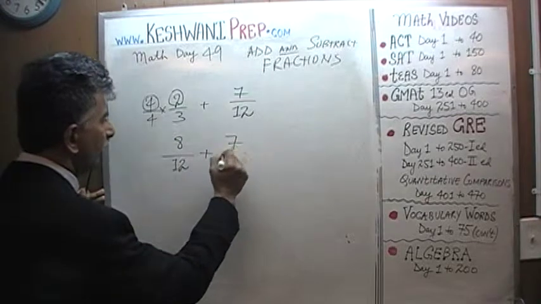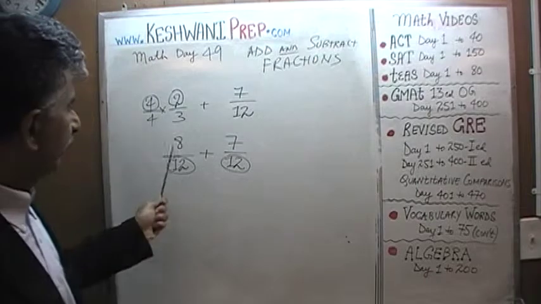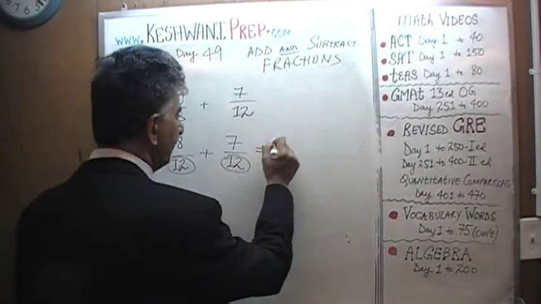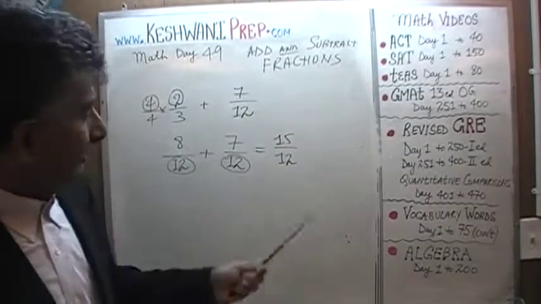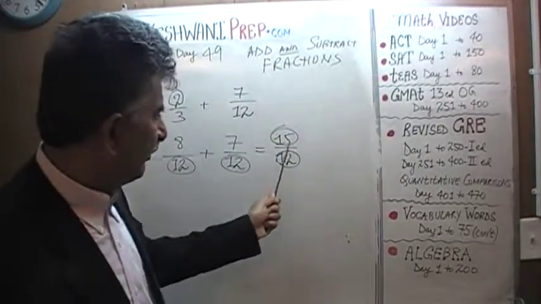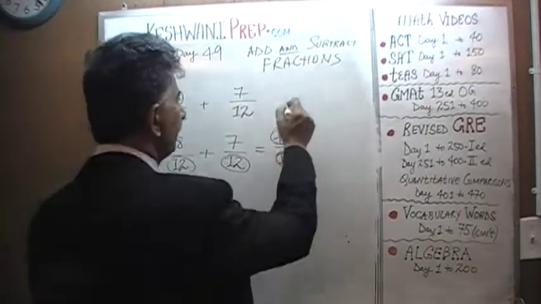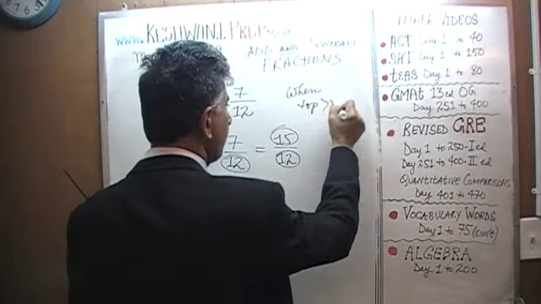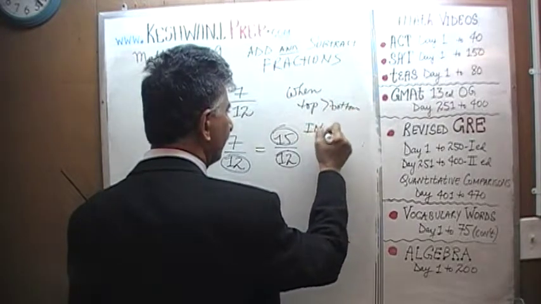And now we have 7 over 12, and they have the same denominator. Since they have the same denominator, we simply have to add up the numerators. 8 plus 7 is 15 over 12. And we can leave it like this. The top happens to be more than the bottom. When the top is more than the bottom, it's called an improper fraction.